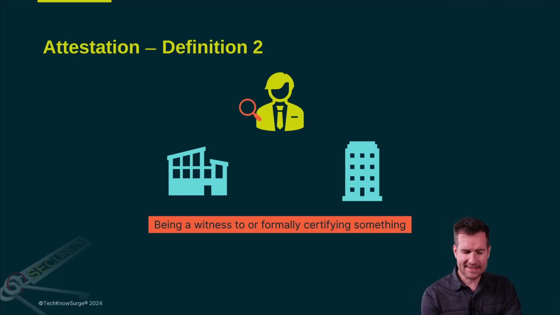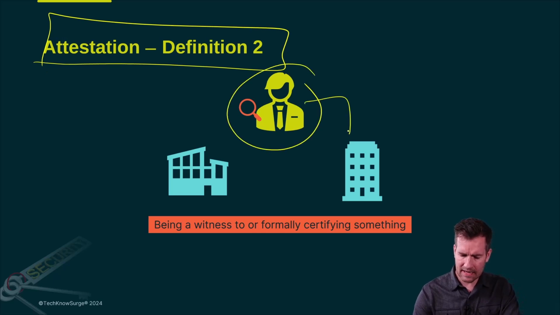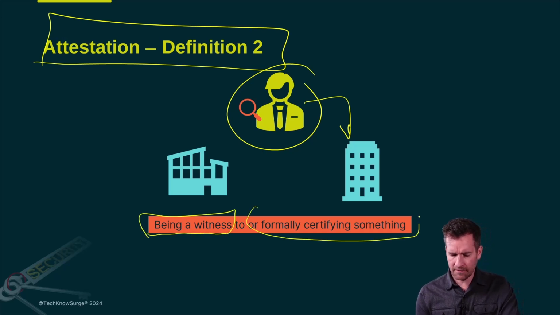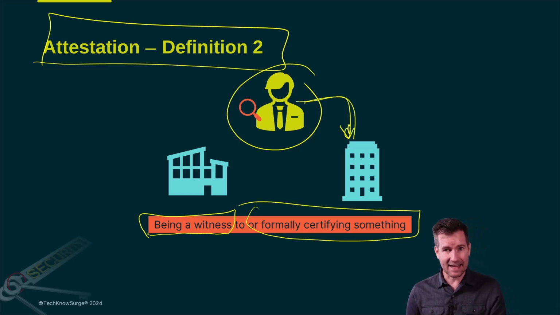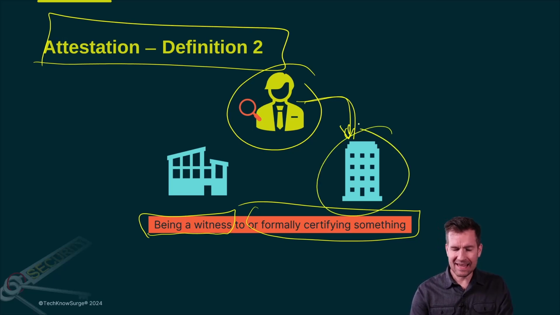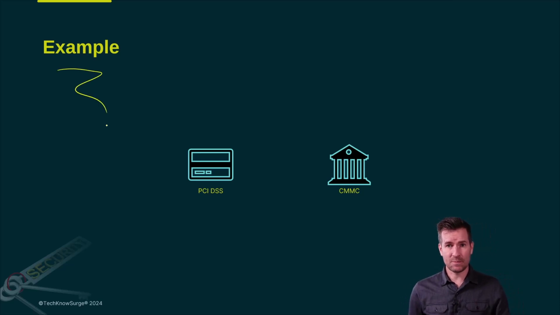So let's look at the second definition of attestation. An attestation happens when this third party goes in and verifies these standards. So it's being a witness to or formally certifying something. So this third party is going in and witnessing or certifying that in fact business B is complying to a set of standards. So let me give you two examples so that way we can get some perspective on this.